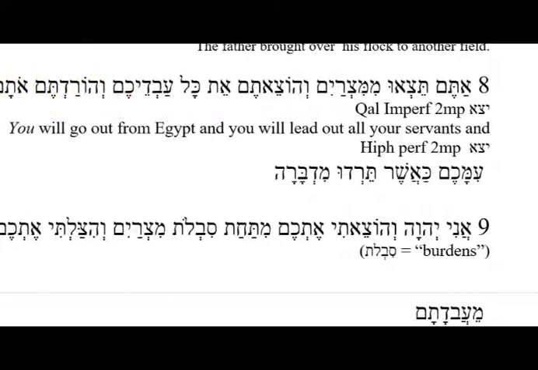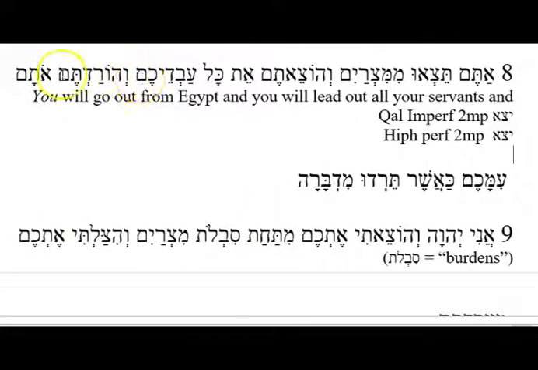Vehoradtem otam. All right, so this is another verb. You can recognize it by this ending, this perfect ending. So let's go ahead and parse this verb. We know it's a perfect because of this ending, right? And this is the second masculine plural perfect form.